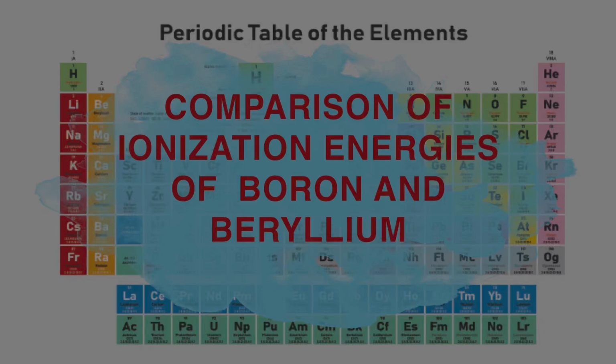Welcome students. Today we will discuss the trend of ionization enthalpy or ionization energy when we move from beryllium to boron in the second period. Let us compare the ionization energies of boron and beryllium.